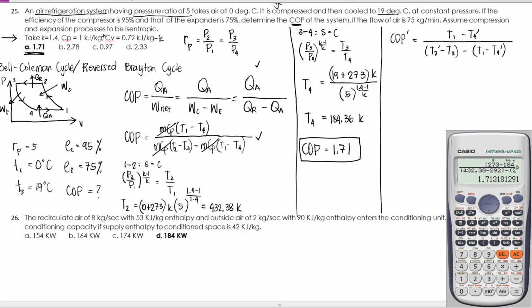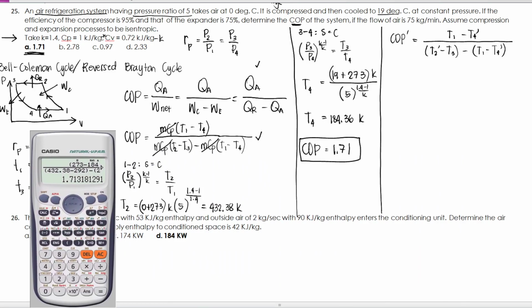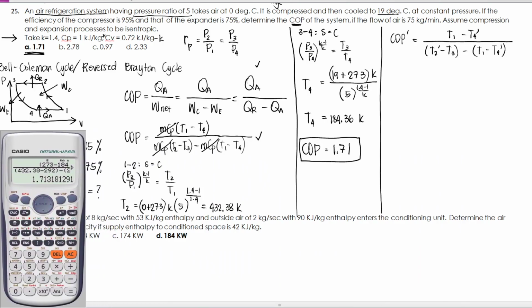So, paano natin makukuha ang mga temperatures na yun? Ilipat ko lang dito ang ating calculator. Saan ba? Dito. Ayan. So, ilipat lang natin dito. Okay, so paano ba natin makukuha yung mga T4 prime at saka T2 prime? So, unahin natin si T2 prime. So, si T2 prime is after the compression process. So, gagamitin lang natin yung compressor's efficiency.